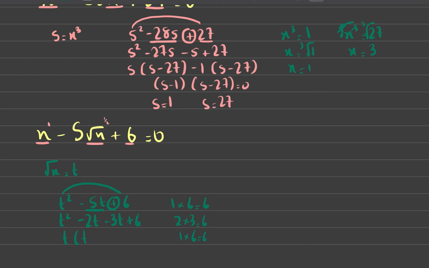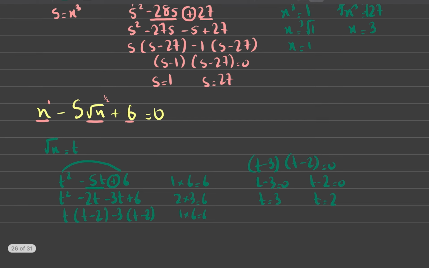Take t common, t minus 2. Take minus 3 common, t minus 2. So now t minus 3 and t minus 2. It's going to be t minus 3 equal to 0, t is equal to 3, and t minus 2 is equal to 0, t is equal to 2. Now, what was actually the t?